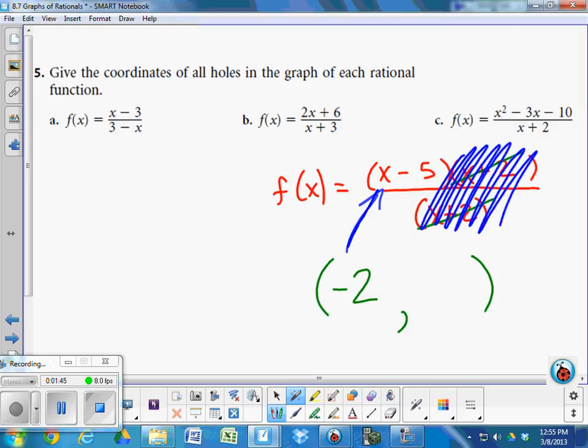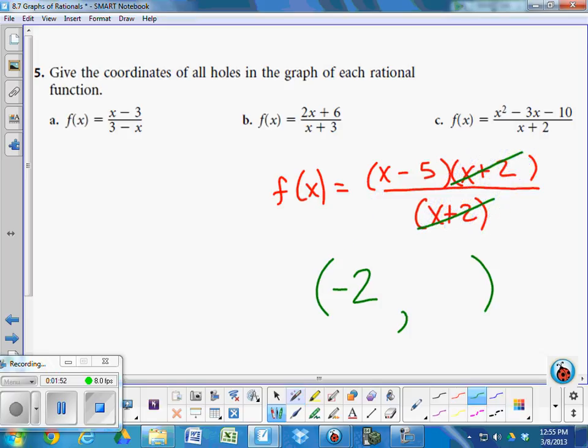What do you get when you do negative 2 minus 5? That's where the hole is. Negative 2 comma negative 7. You find the y coordinate of the hole by plugging the x into the part of the equation we called the stunt double. The x minus 5 is the part that remains after the x plus 2's are canceled. And that's where you plug it in to find the y value.